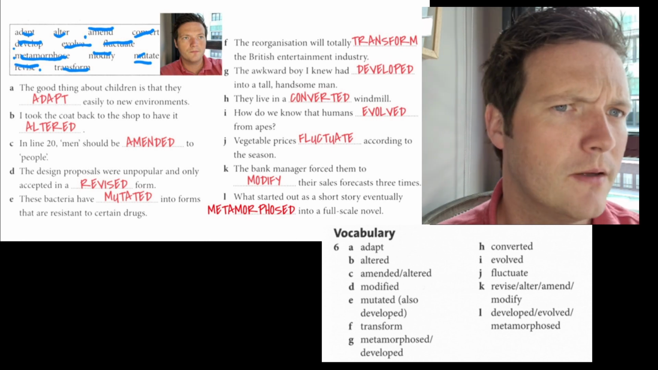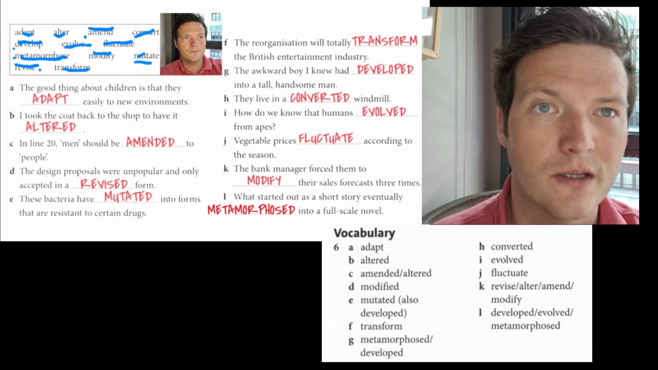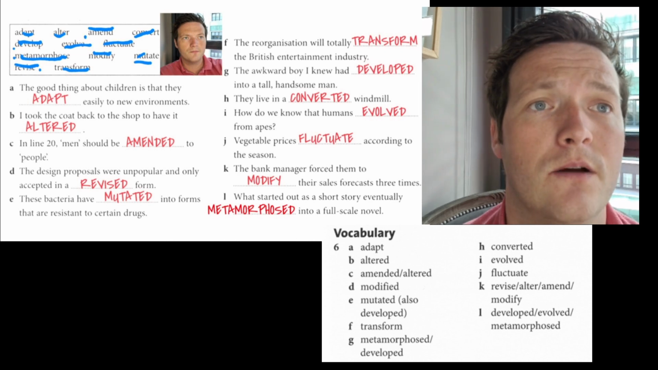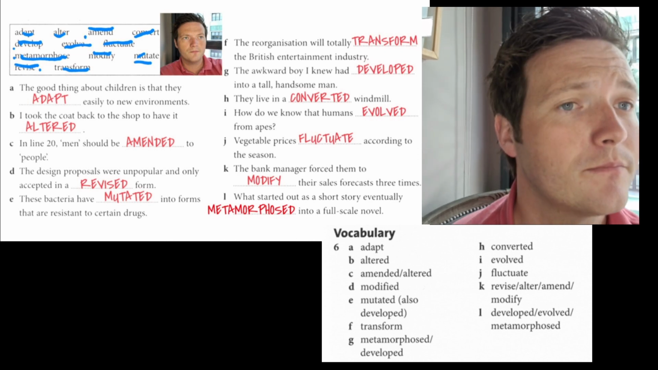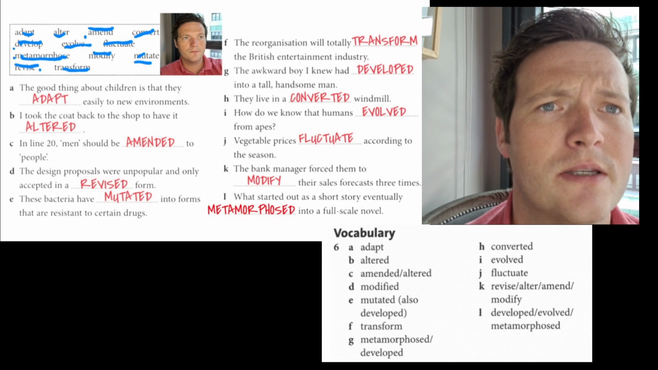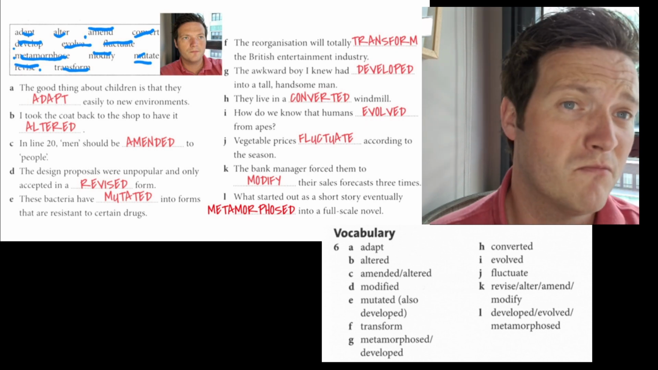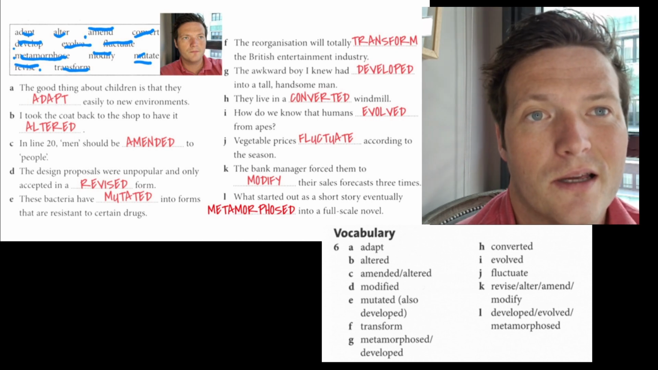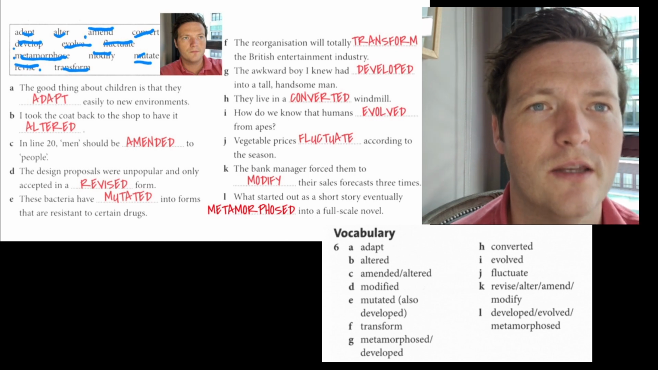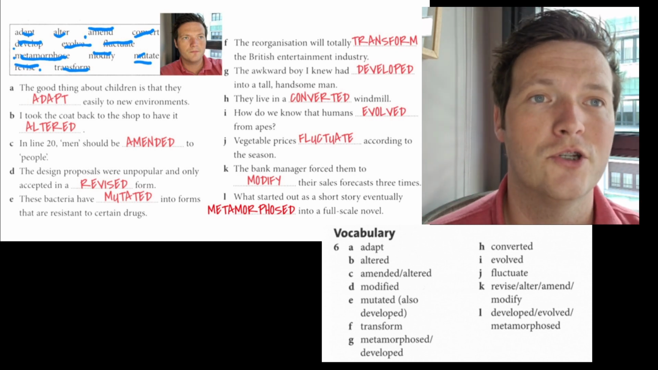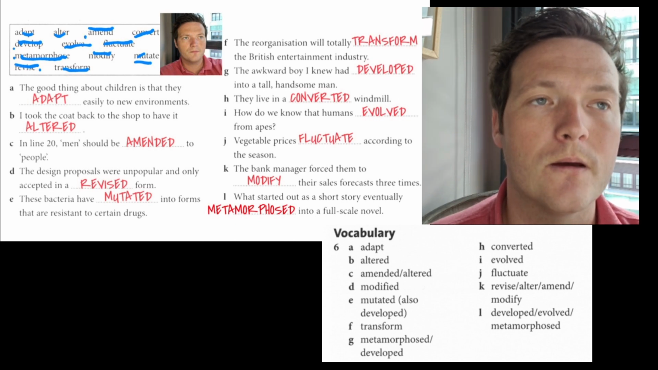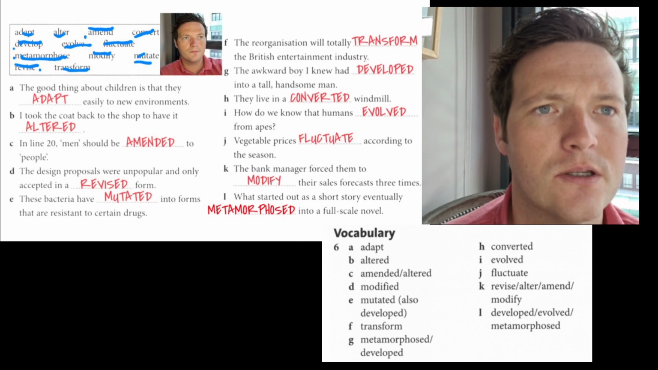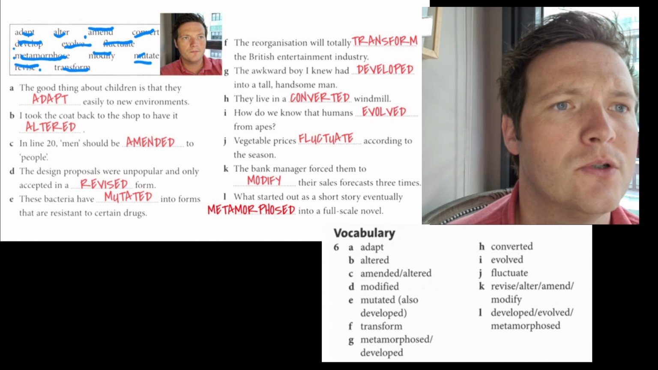F, transform. G, metamorphosed or developed, which I think is what we said. No, that both of those would be correct there. H, converted. I, evolved. J, fluctuate. K, bit different. It says revise their sales forecast. Yeah, revise, alter, amend, modify. Yeah, I guess they would all be more or less right, because it's not really clear how they're going to change their sales forecast. It's a bit vague, so yeah, I guess all of those would work. And the last one, it says evolved, metamorphosed, or developed.